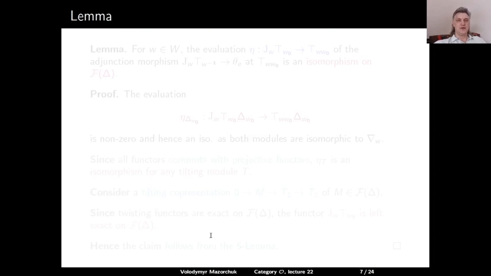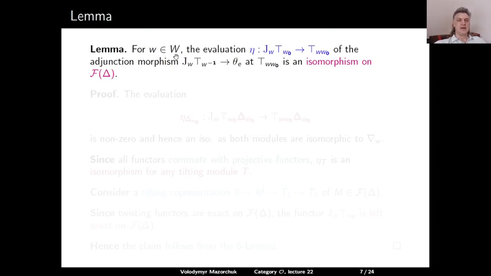Before we proceed, we would need the following lemma. For any element w in W, consider the adjunction morphism from J_w inverse to the identity, evaluated at T_w w0. So when we evaluate, this becomes a natural transformation from J_w to T_w w0. So the claim is that this natural transformation is an isomorphism on the category of modules which have Verma flag.